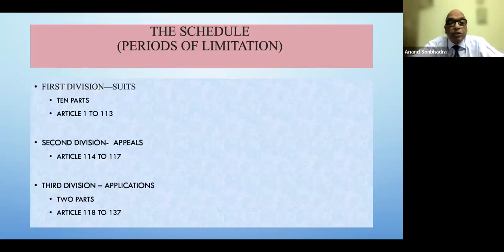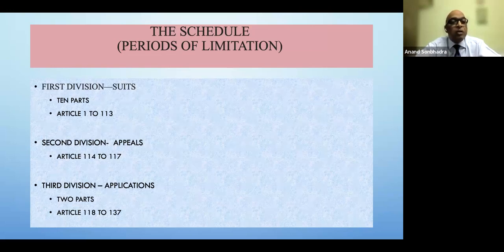Now let's look at the schedule, which mentions the period of limitation, etc. The act contains 32 sections. Of course, section 32 has been repealed. However, the schedule contains 3 divisions: the first division deals with suits, the second division deals with appeals, and the third division deals with applications.